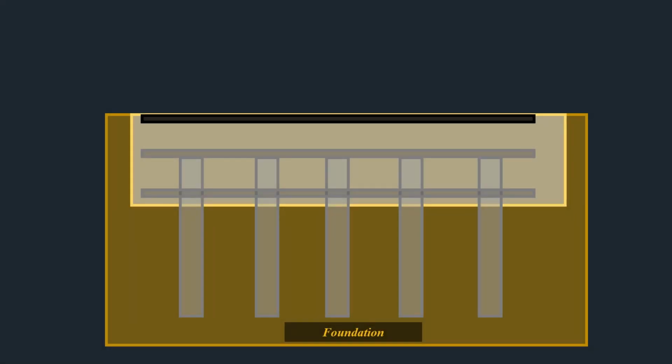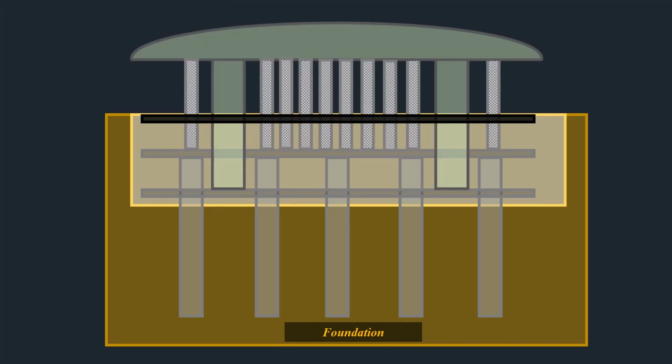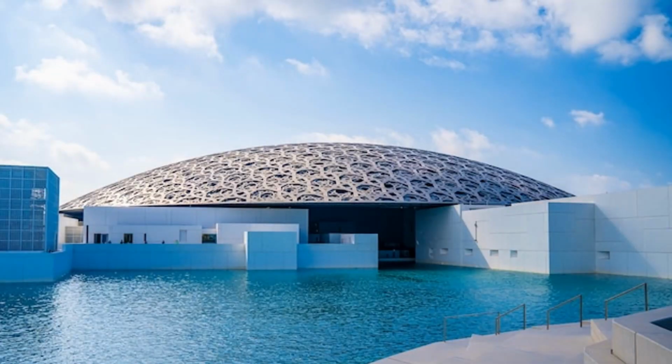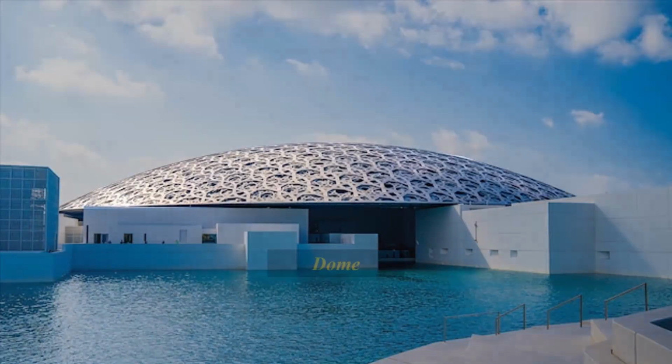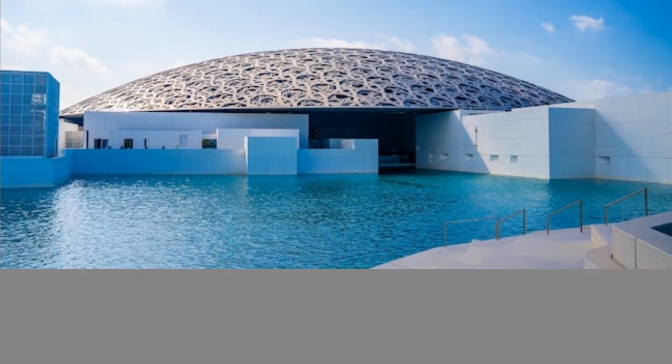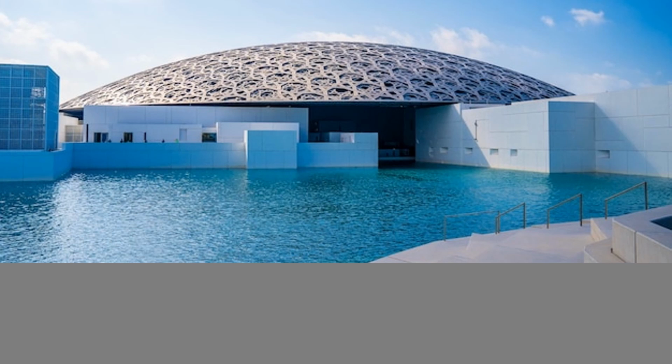First, the mock-up test of the dome. On top of this foundation, the River Abu Dhabi building was built. The first to be built is the dome, the symbol of the River Abu Dhabi. This huge dome structure at the core of the design concept performs environmental, aesthetic, and structural functions.